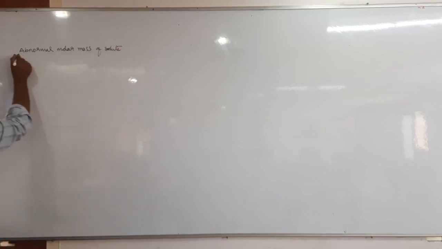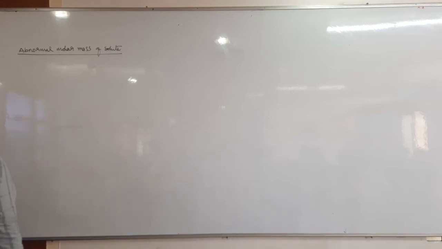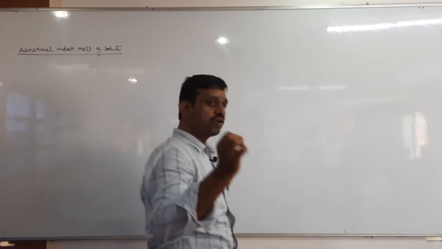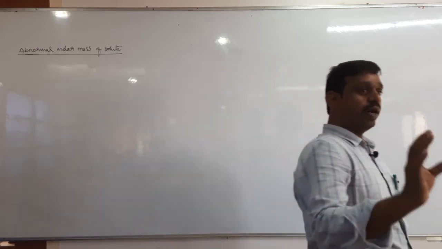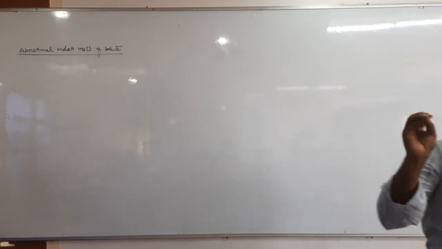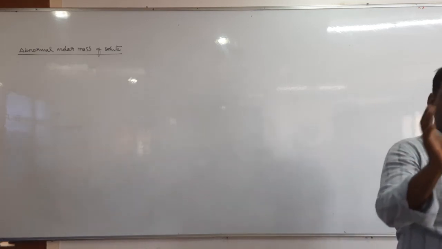Abnormal molar mass of solute. Okay, we are almost at the climax of this topic. Abnormal molar mass of solute. So far we have studied colligative properties. I have been telling you the importance of colligative properties. By using colligative properties, it is possible to calculate the molar mass of the solute accurately.